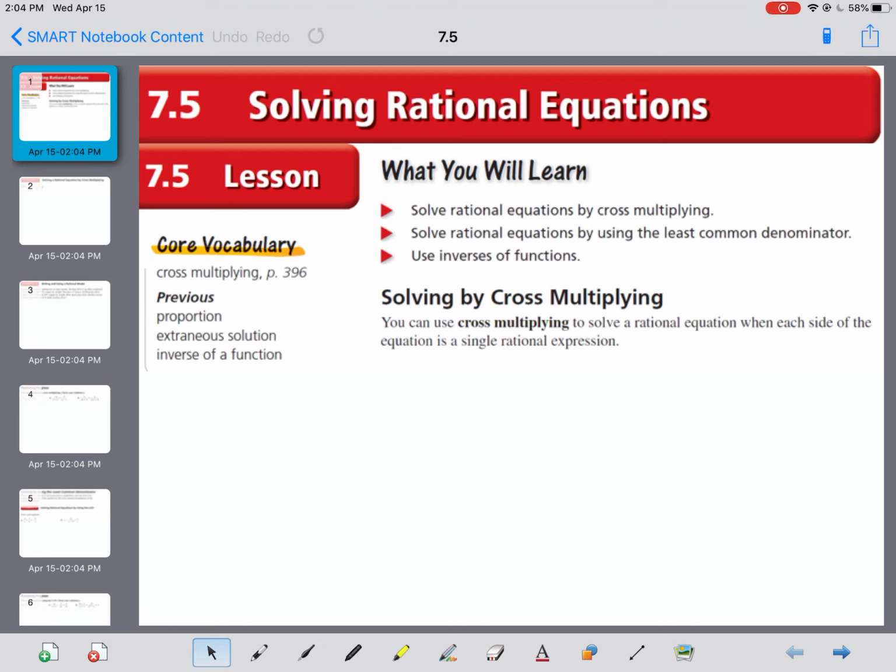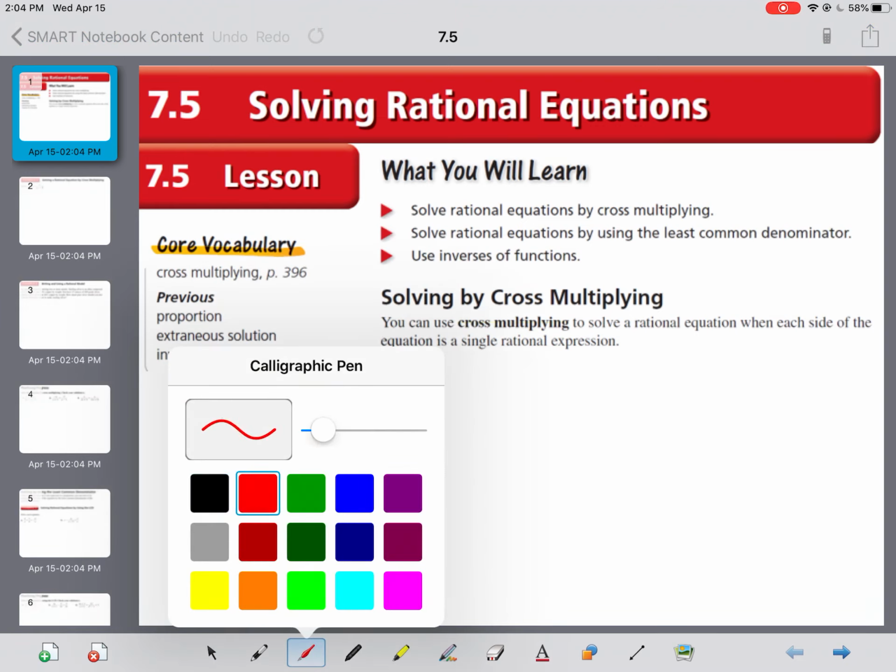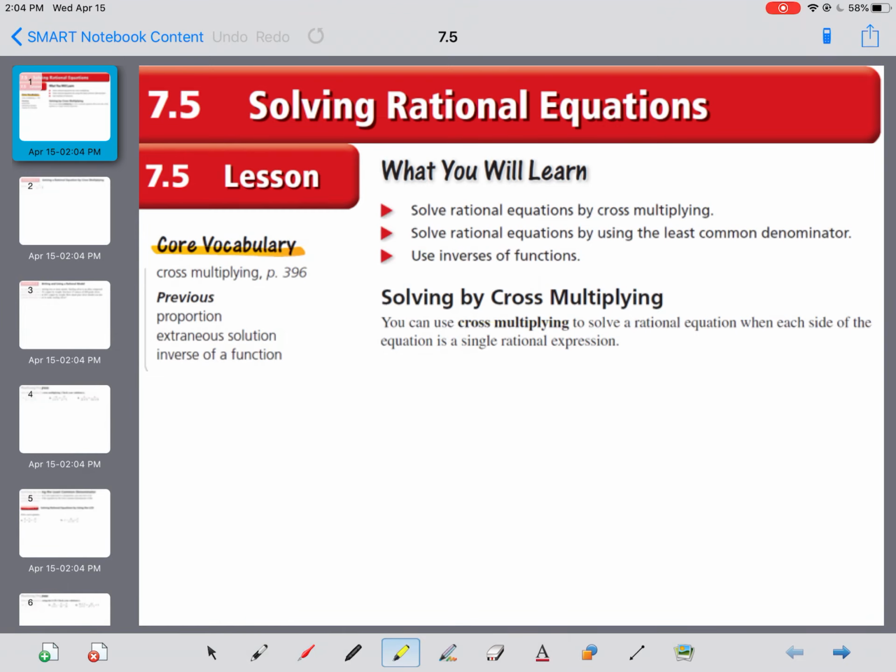Chapter 7, Section 5, Solving Rational Equations. We just did the adding and subtracting. Man, that was a tough one, but we got through it. Doing all those fraction things with expressions instead of just numbers is tough, but it is doable. It just takes a lot of practice. So now we're going to start working on solving.